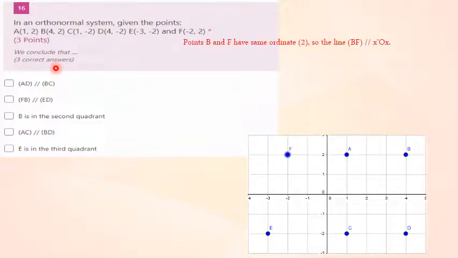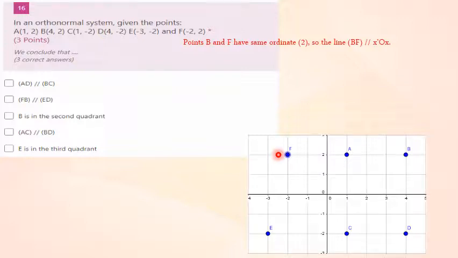Let's start. Points B and F. B is 4, 2 and F is minus 2, 2. They have the same ordinate, the same y, which is 2. Okay, so I can say that BF is parallel to the x-axis. We can see it from the figure. BF here is parallel to the x-axis.